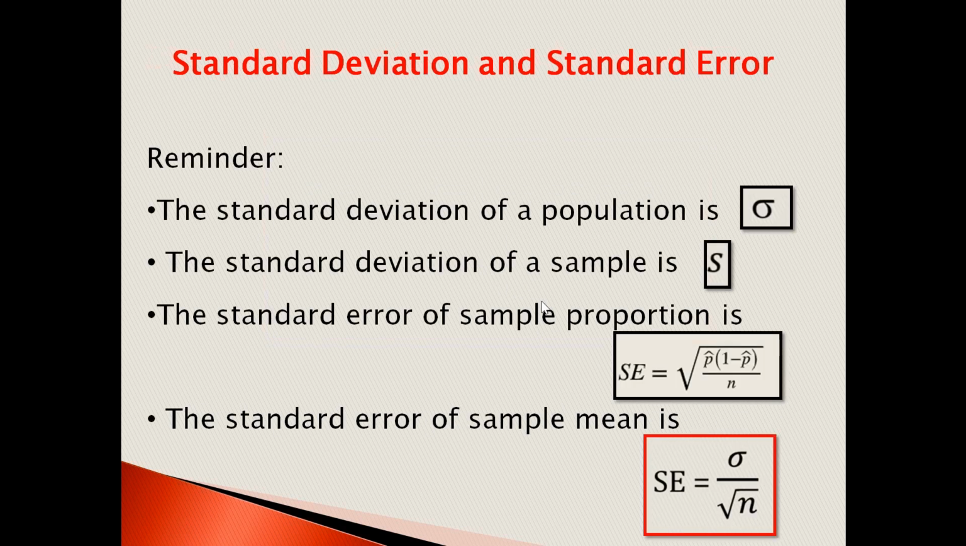Now here are some of the notations that we talked about in the past. We used sigma for standard deviation of the population. We used S when we talked about the standard deviation of a sample. In section 6.1, we talked about the standard error of a single proportion, and we gave it this formula, which is the square root of p hat times 1 minus p hat over n. And today we are learning a new formula, which is the standard error of a single mean, and that's going to be sigma over the square root of n.